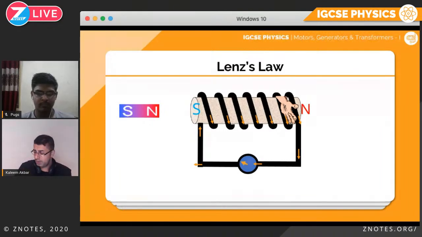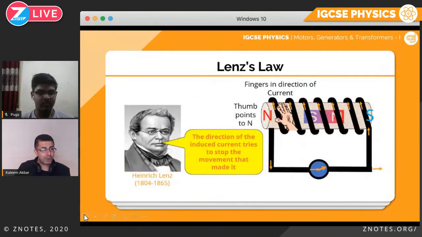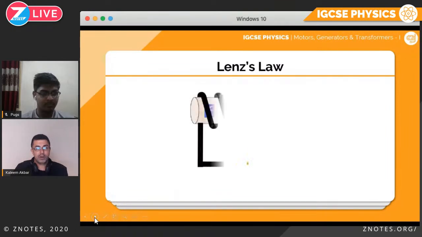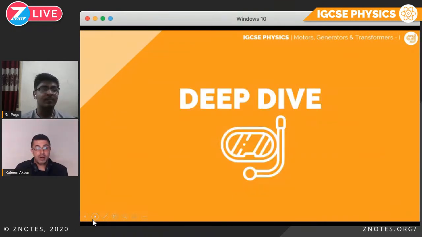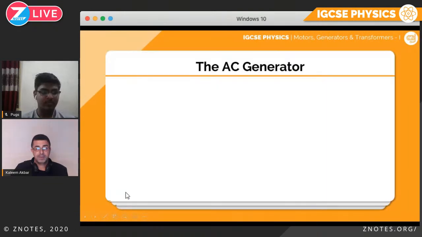So what Lenz's law says, without my controversial analogies, is that the direction of the induced current tries to oppose the movement that caused it. It will do the complete opposite. And this is being tested more and more rather subtly. So let us now get into the AC generator.